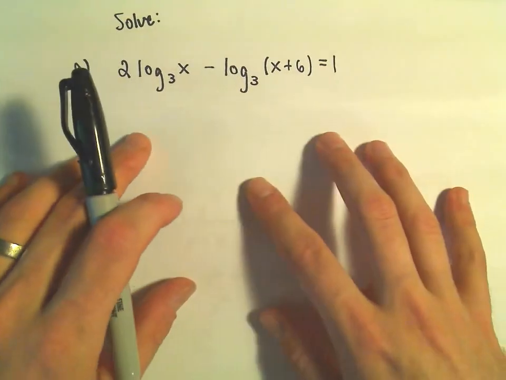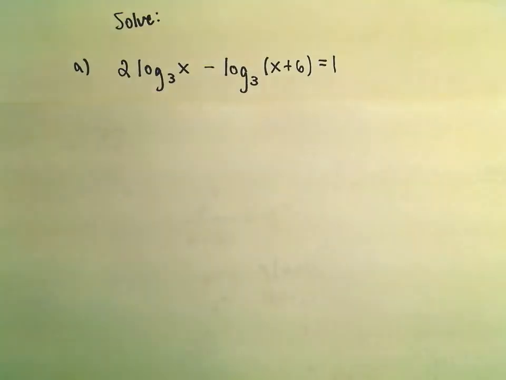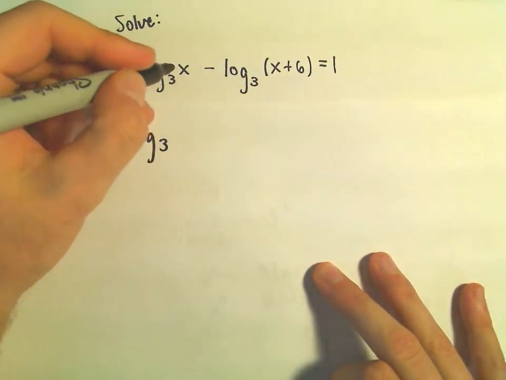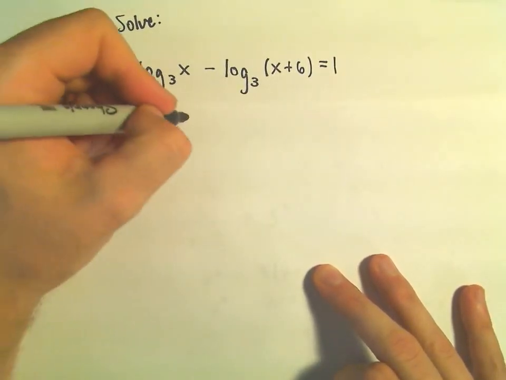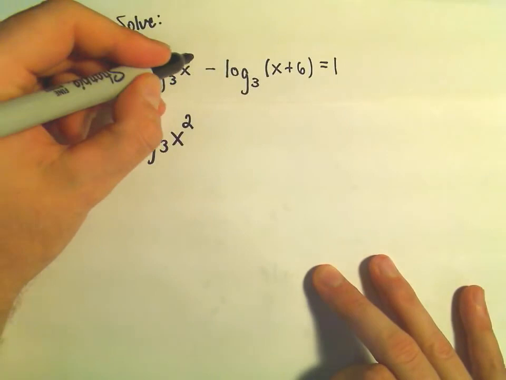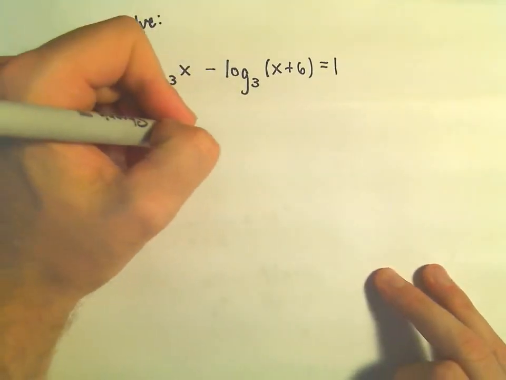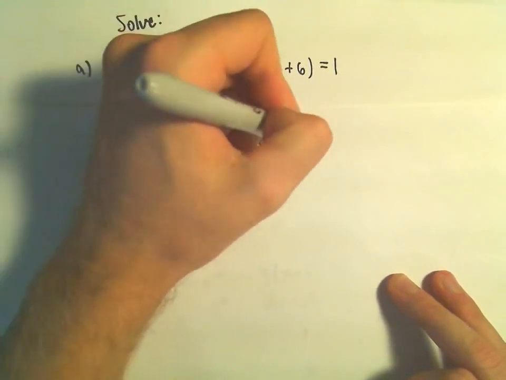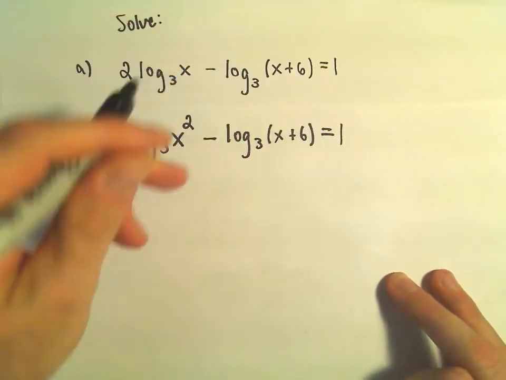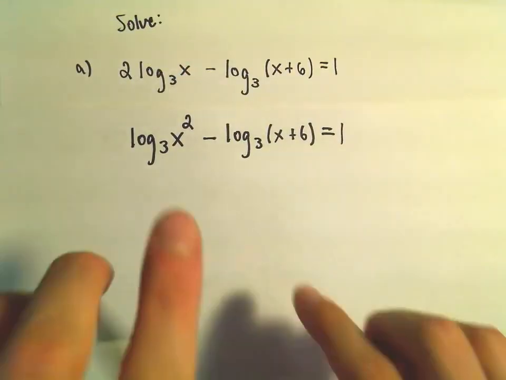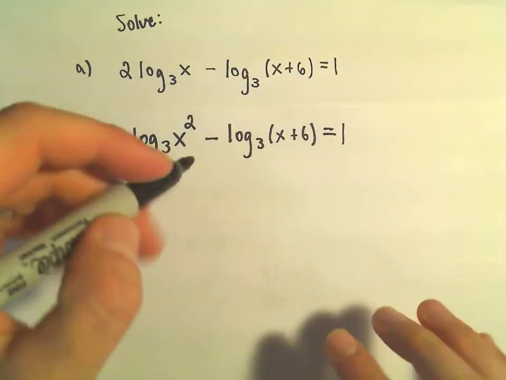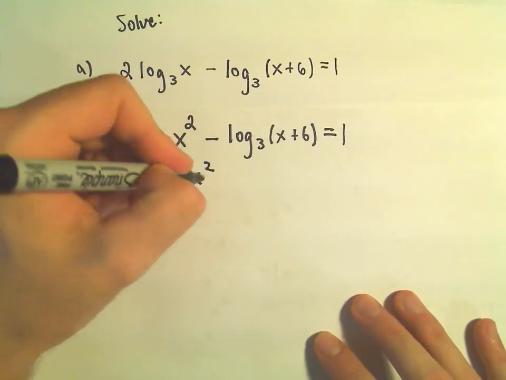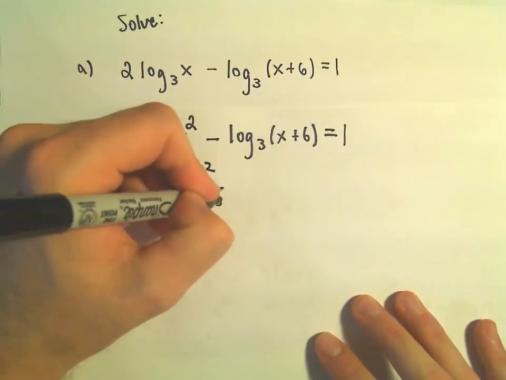The first thing I'm going to try to do on the left side is rewrite this all as a single logarithm. So I can rewrite 2 times log base 3 of x as log base 3 of x squared. We can move the coefficient up as an exponent. I'm not going to do anything with my second term here. But remember, if we have like bases, if we have subtraction, this becomes division. So we'll have log base 3 of x squared over x plus 6.